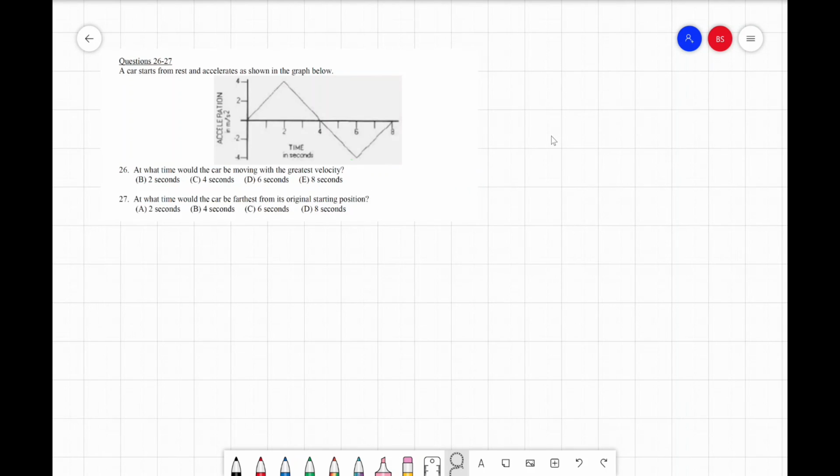In this problem, we are given the acceleration time graph of a car, and we are asked two questions. The first of which is, at what time would the car be moving with the greatest velocity? Now, in an acceleration time graph, recall that the area under an acceleration time graph will always represent the velocity, and we need to find when that area is the biggest.